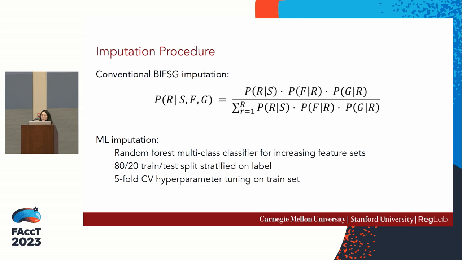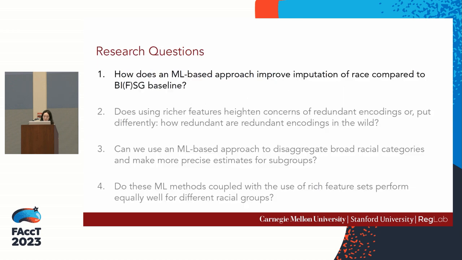Okay, again, the two approaches we're comparing are the conventional BIFSG, that is a naive Bayes calculation using those priors, and then for the machine learning approach, we take a supervised approach that uses a random forest, and we train 6 different models, starting from the baseline features, and then gradually adding in all the other medical features that we derived.